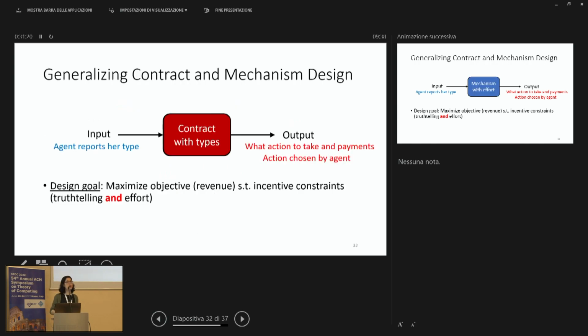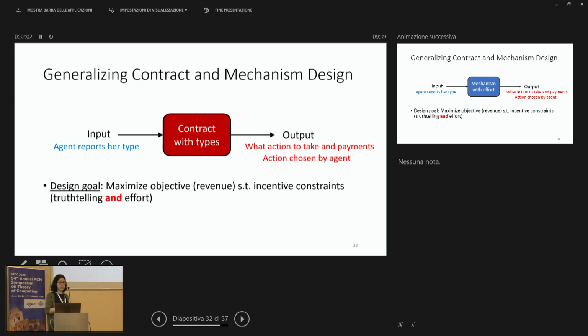Okay, so if we return to this picture of what's a contract and a mechanism from an algorithmic point of view, once I add types, I'm basically merging the two together. We can call this model contract with types. The input is a type reported by the agent, and the output is just like a standard contract: what action to take and what is going to be paid. And again, like a standard contract, you have to incentivize the agent to take the action. The agent is the one choosing the action, and you want to provide them the incentives to choose what you want them to do. Okay?